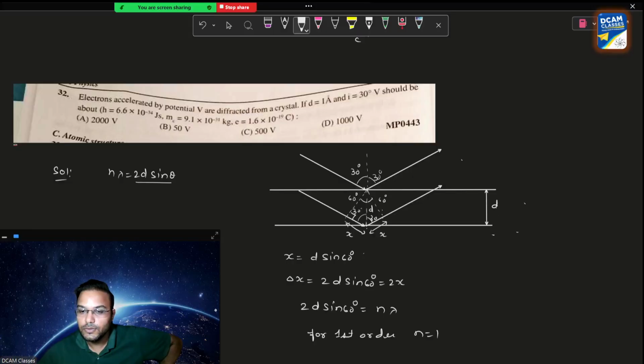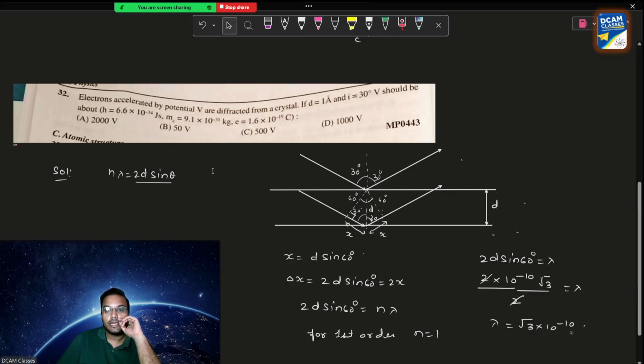This problem will solve out to be 2d sine 60 is equal to lambda. 2 into distance, which is 1 angstrom, which is 10 power minus 10 meter, into root 3 by 2. So lambda is coming to be root 3 into 10 power minus 10.